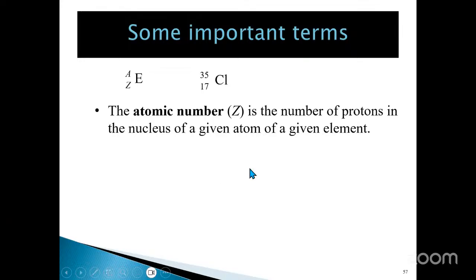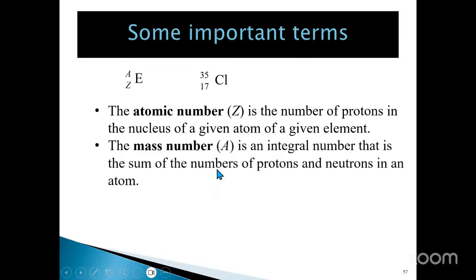Another term that I need to introduce to you is the mass number, right? The mass number, by definition, is the sum of the number of protons and neutrons in the atom of an element, right? So please know the difference between the atomic number and the mass number. The mass number is the sum total of protons and neutrons in an atom, while the atomic number is simply the number of protons in the nucleus of an atom of an element, right?